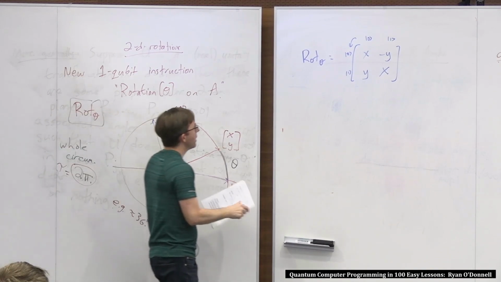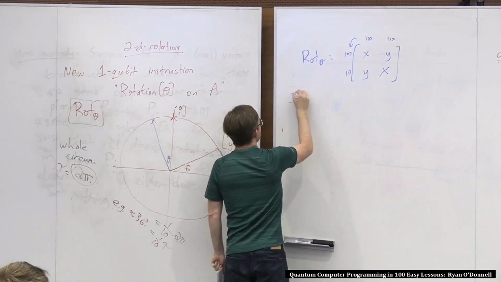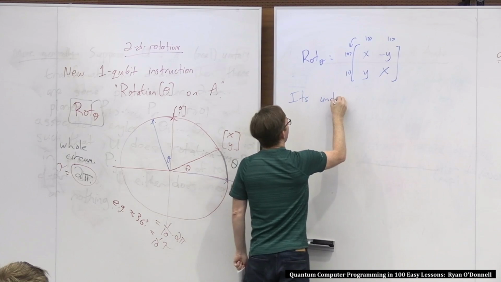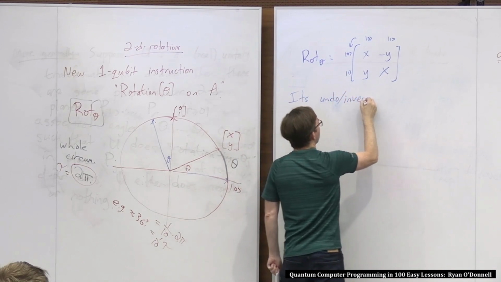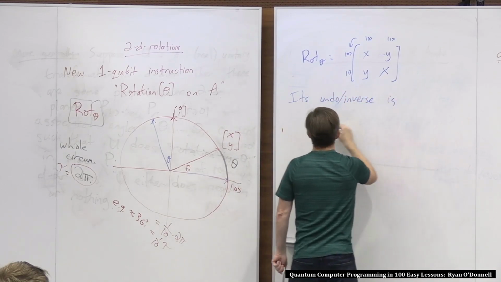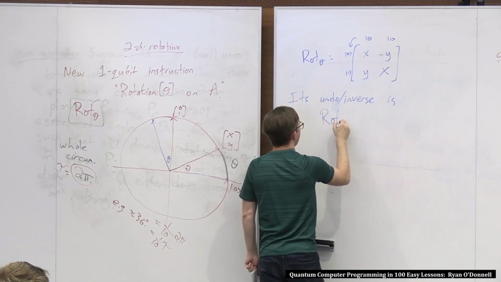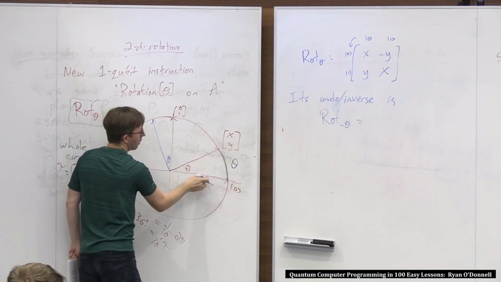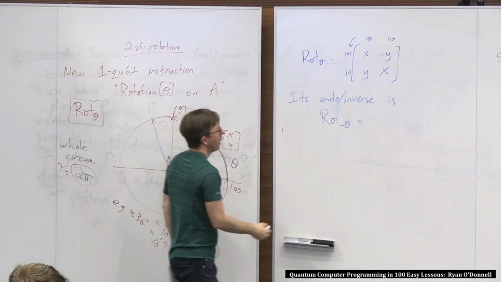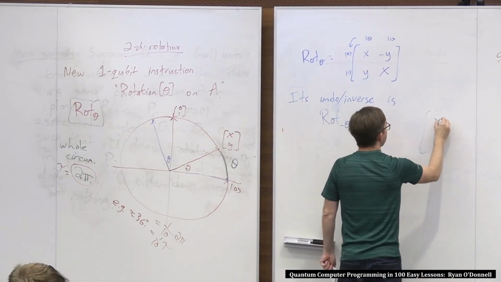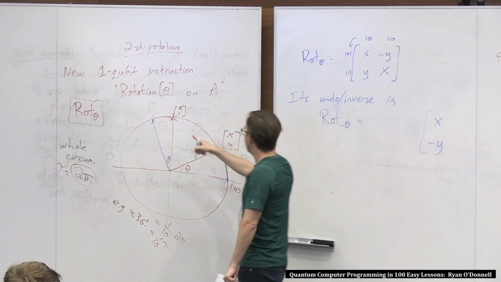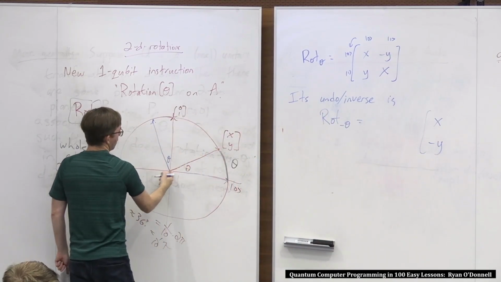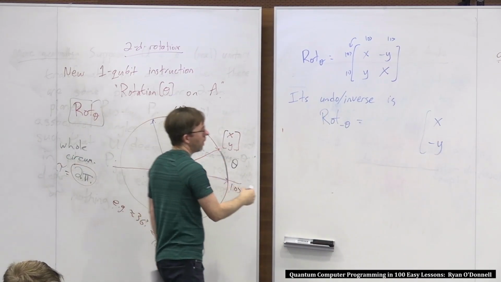Okay, and it also has an undo or an inverse. Well, it's rotation by negative theta, of course. And you could think about rotation by negative theta would take 0 to down here. So that would be like x, minus y, and it would take this one to over here, so that would be like y, minus x.